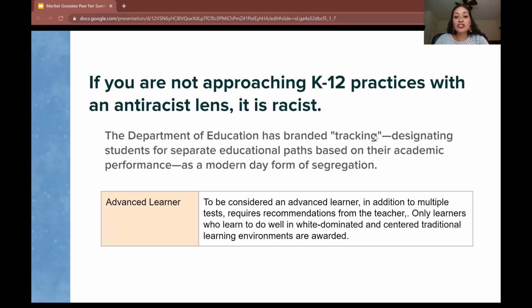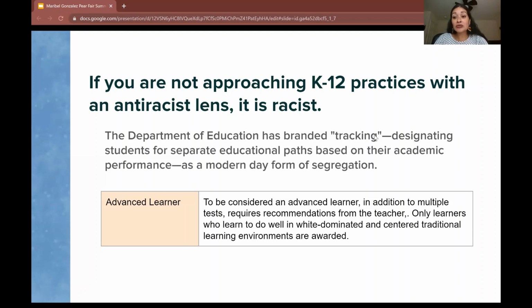The Department of Education has branded tracking, designating students for separate educational paths based on their academic performance, as a modern-day form of segregation. To be considered an advanced learner, in addition to multiple tests, it requires recommendations from the teacher. In education, teachers are overwhelmingly white women, right? So if we are not combating, analyzing, dismantling the way racism shows up in schools, then we are reinforcing racism, period.